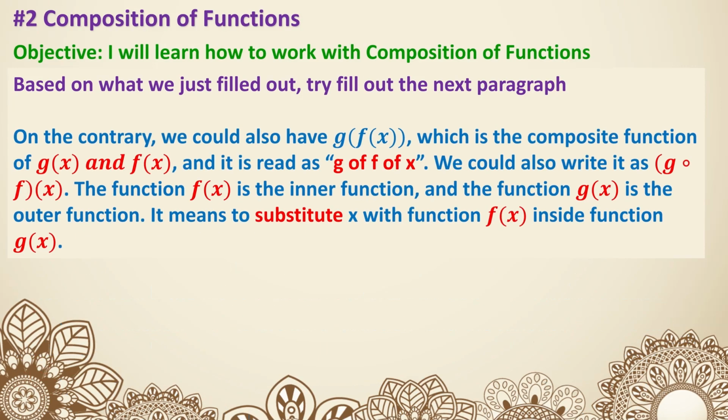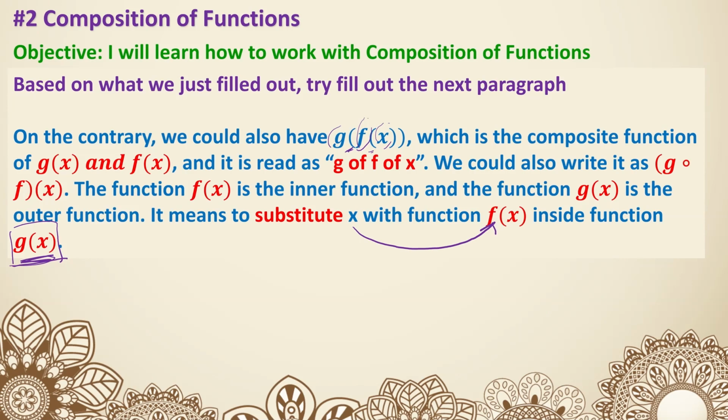Okay, so now on the contrary, we could also have g of f of x. That would be the composite function of g of x and f of x, and again is read as g of f of x. We could also write it as g with a little circle symbol and then f of x. The function f of x is the inner function. The function g of x is the outer function. It means substitute x with function f of x inside the function g of x. So g of x is going to be our main function. And in this g of x, anywhere you see x, you're going to replace it with f of x.